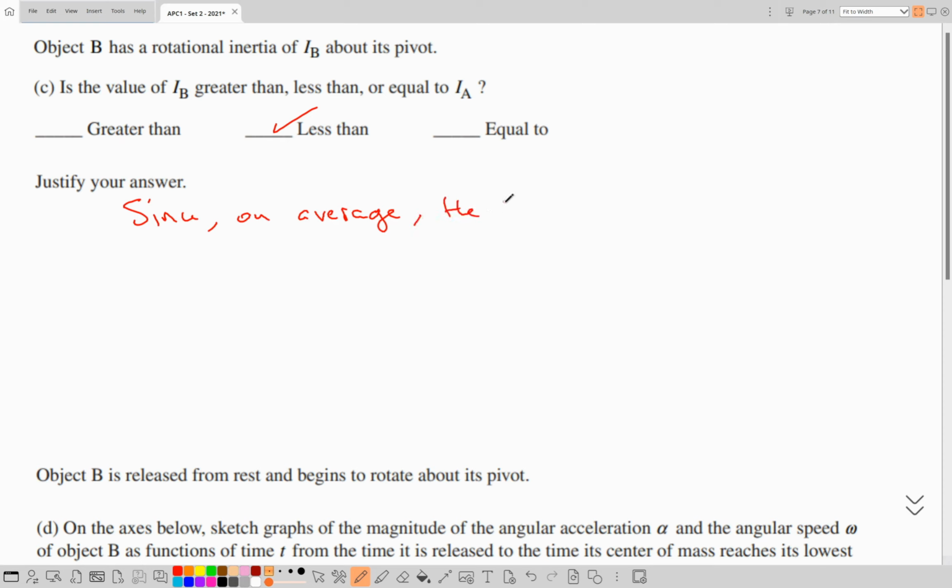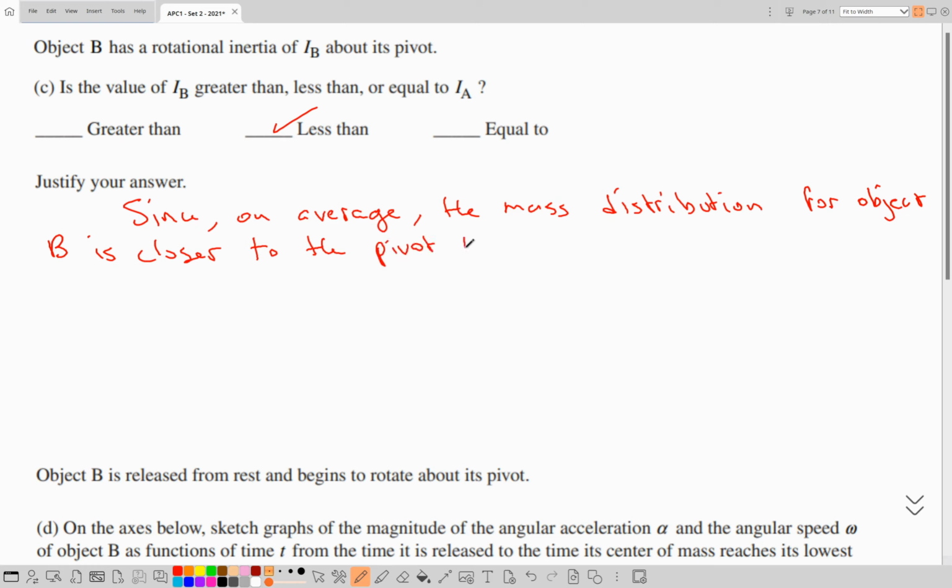the mass distribution for object B is closer to the pivot P compared to object A. Then the rotational inertia of B.